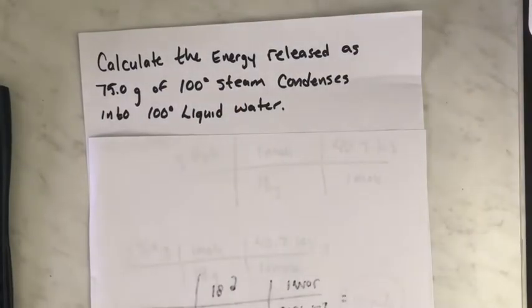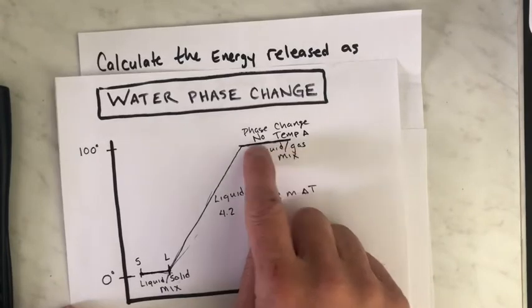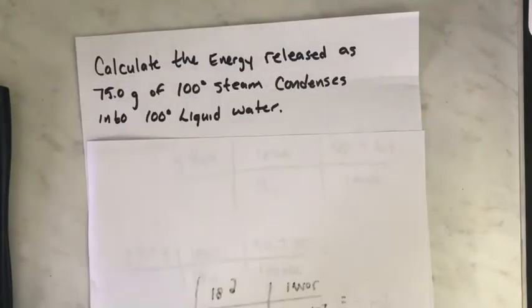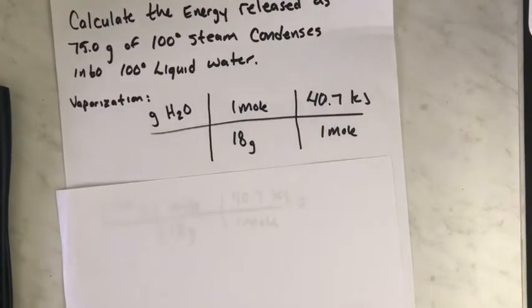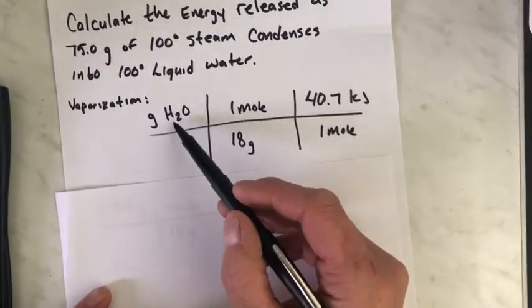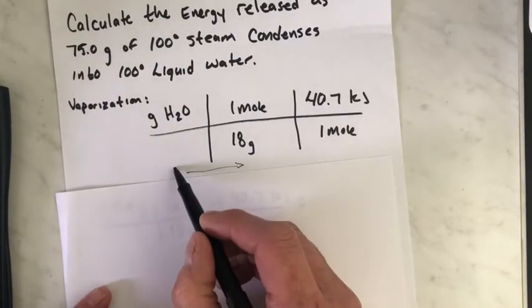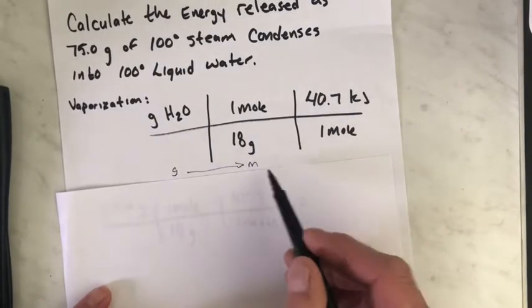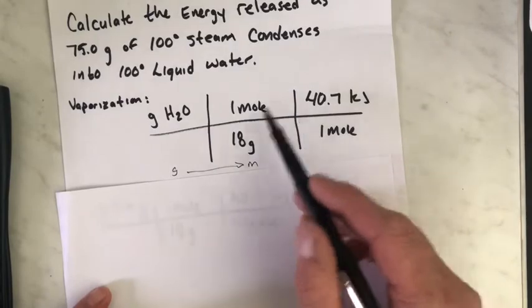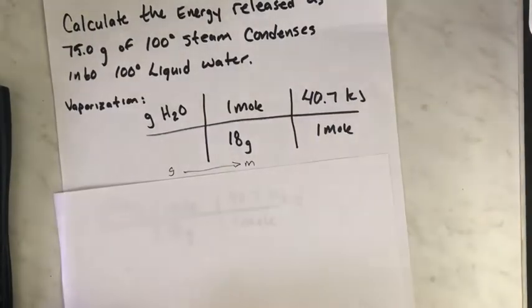And so that means that we are working up here at this end of the graph, and it's got a different value. That heat of vaporization value is different than heat of fusion. So here's what the setup looks like. You're going to put your grams of water given to you in the problem right here. Same setup here. This is just, again, converting between grams and moles of something. And then we're going to multiply the number of moles by the molar heat of vaporization, which is 40.7.